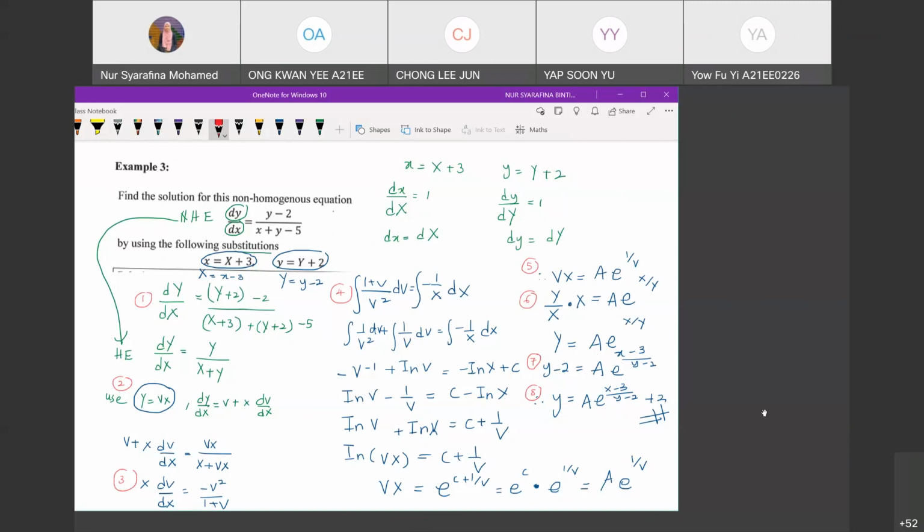Pardon, Doctor. Why e power c is equal to a? Because c is a constant, right? e is also a constant, 2.8 something, to the power of constant, which becomes another constant. So we just use a here in order to simplify. Oh, okay, okay.